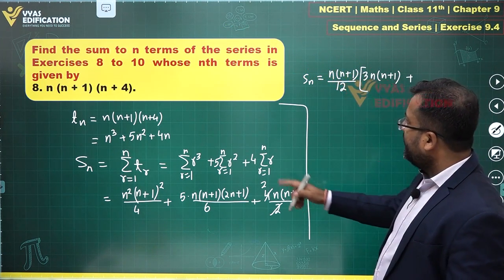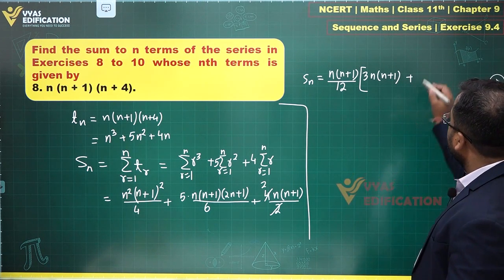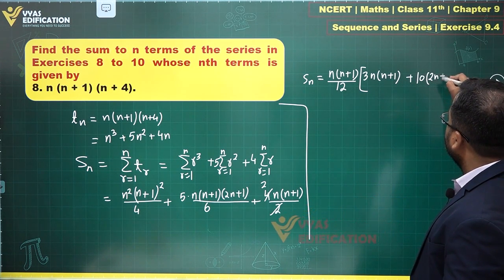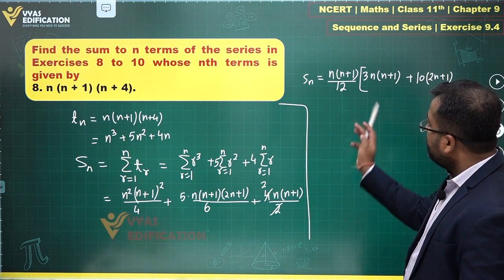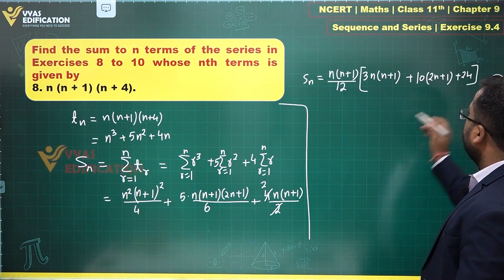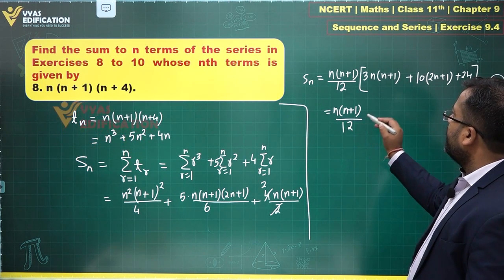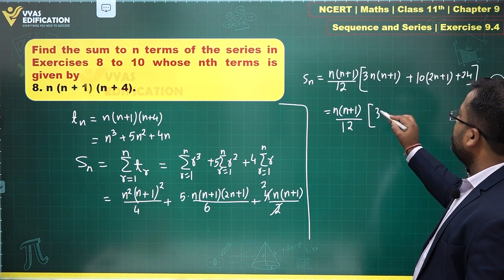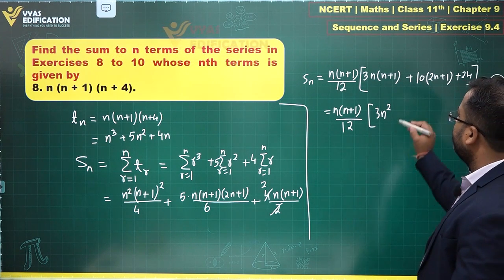Plus 5 is already there. That 6 will leave a 2. So 10 times 2n plus 1 is what you will encounter. And n plus 1 is gone out. 12 times 2, 24 will remain over here. This is what remains. Okay. n plus 1 upon 12 is okay. In the bracket, what do we get? 3n square plus 3n plus 20n is 23n.